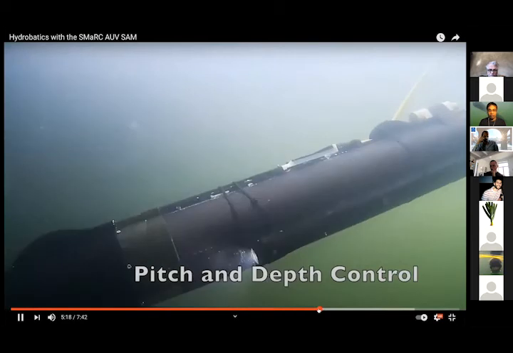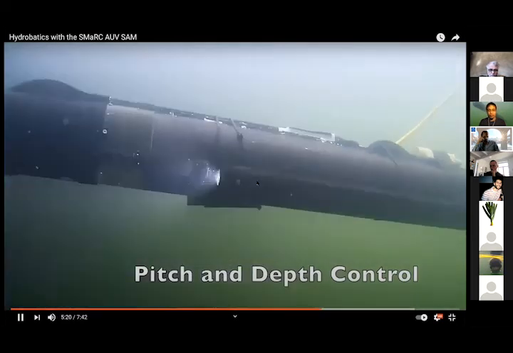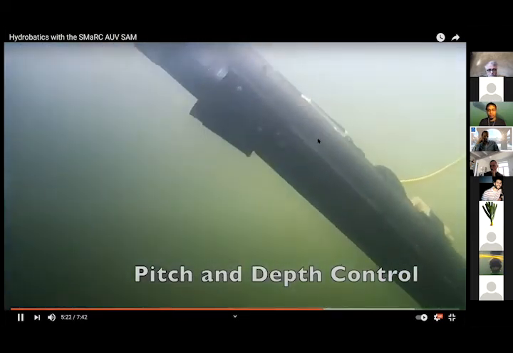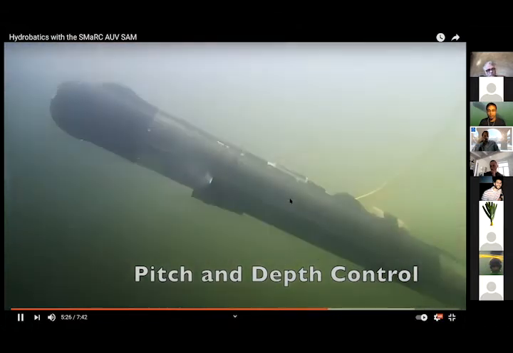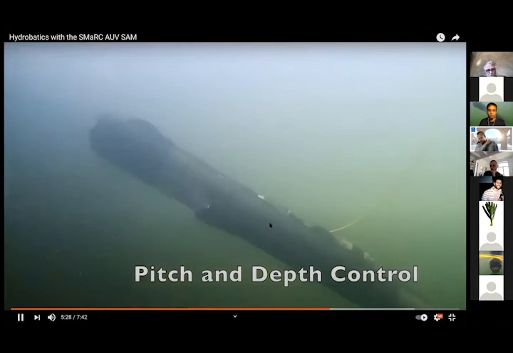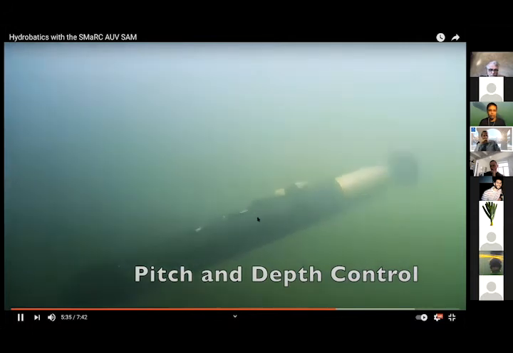And another thing that we can do is pitch and depth control, like I mentioned before. So here, right now, we're using the variable buoyancy system as well as the longitudinal center of gravity subsystem to hold a certain depth. I think it's like 2 or 3 meters depth, and to pitch up and down to plus minus 45 degrees. And it does it reasonably well.